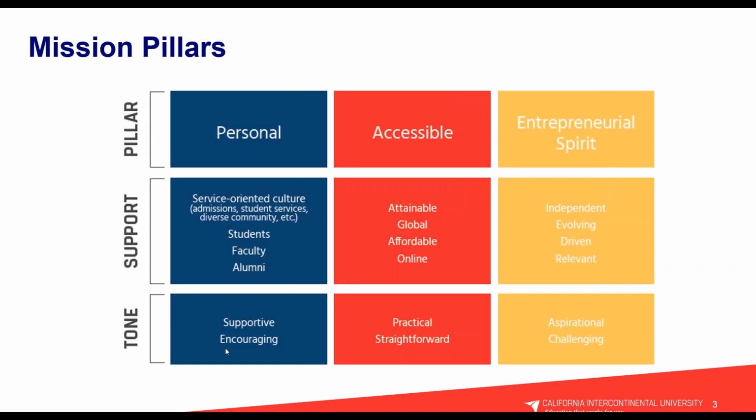Let's review our mission pillars. CIU has 3 pillars: personal, accessible, and entrepreneurial spirit. In our personal pillar, we provide support that is personalized, supportive, and always encouraging. Accessibility, we provide global, affordable, and online programs. And in the entrepreneurial spirit pillar, we are independent, aspirational, and challenging.